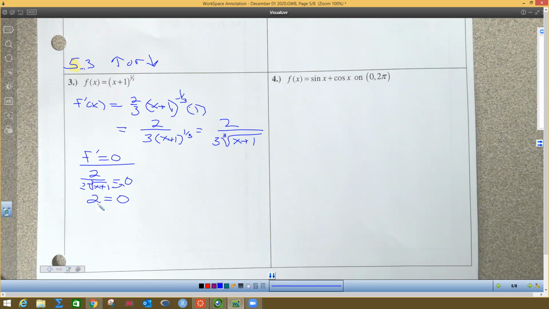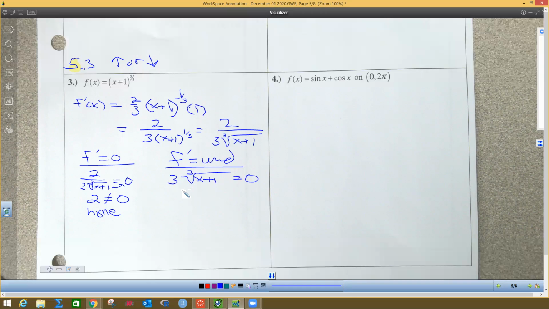So where does 2 equal 0? Anybody? Where's 2 equal 0? Nowhere. So this is not true. If you think it is true, you give me $2, I'll give you nothing, and we'll call it even. So I get no critical numbers from this. There are none from that. The other thing that can happen is wherever the derivative is undefined can be a critical number. Well, undefined critical numbers occur where the denominator equals 0.